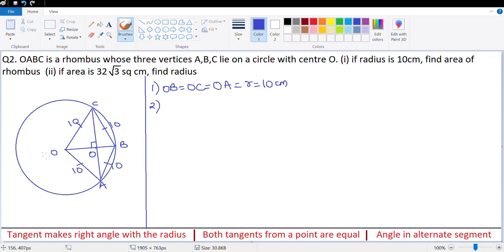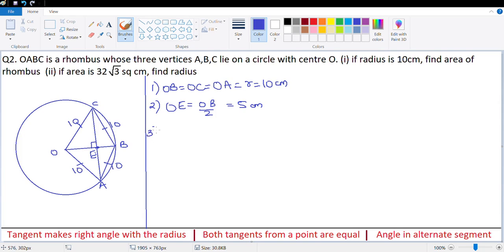How can it be O? I've already taken O as the center, so this can't be O. Let's give it another name. Let's call it E. My mistake, I've taken it as O. Can't have the same letter depicting 2 points. So this is point E. OE would be equal to OB upon 2, which is equal to 5 centimeter.